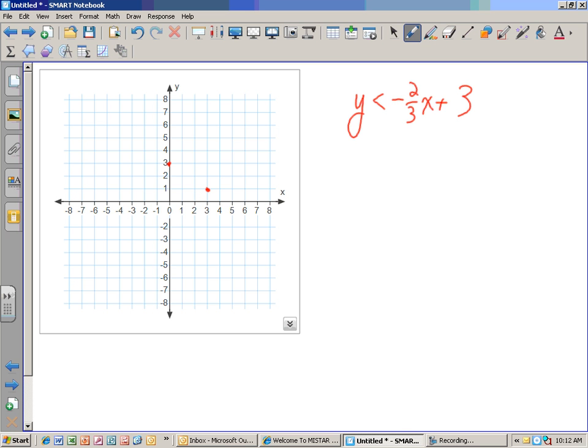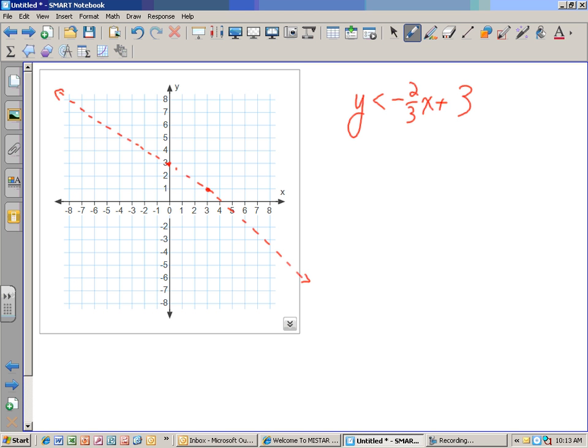Now, it doesn't equal. It's not less than or equal to. Well, if it doesn't equal that line, then what we're going to do is we're going to put a dashed line. It's going to be a dashed line, not solid, because it can't equal that line. So the question becomes, do I shade above the line or below the line?